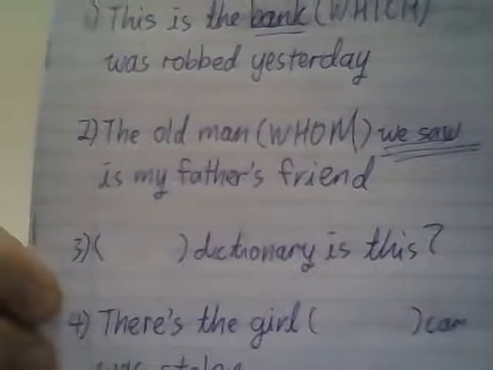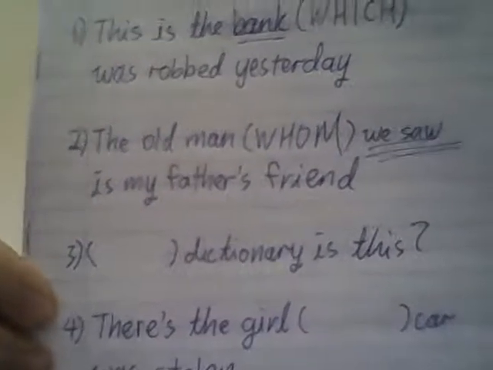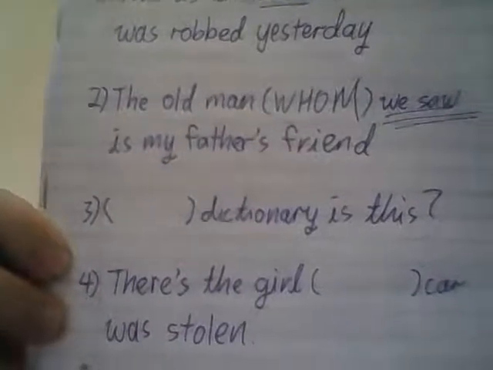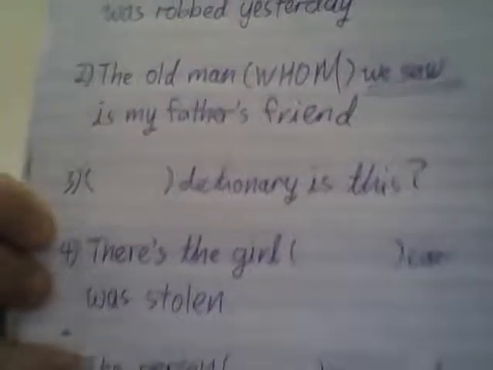Now, let's look over here. Dictionary is this. This is talking about an item, 谁的东西, it belongs to someone. So we are looking for that person. That person has an item over here. The item belongs to him.